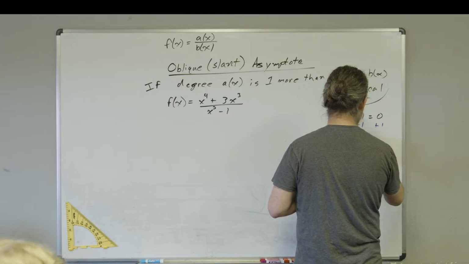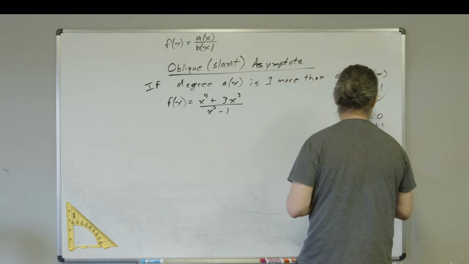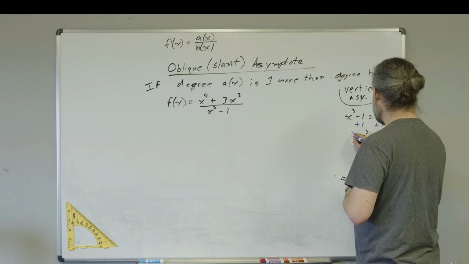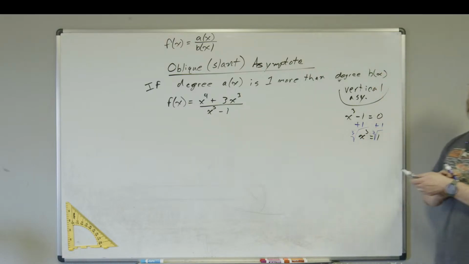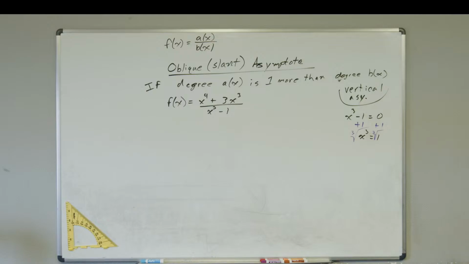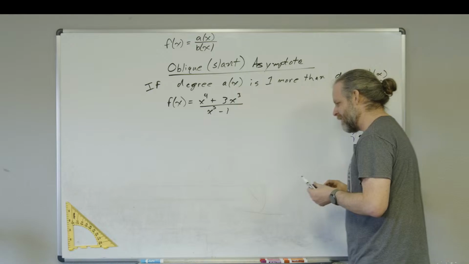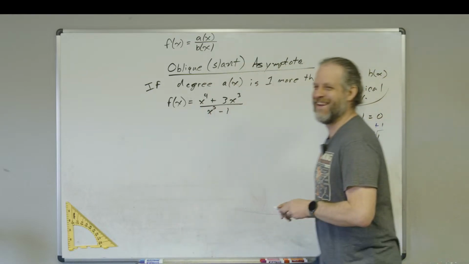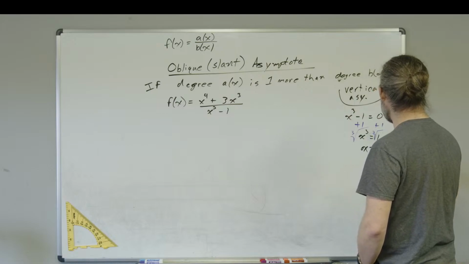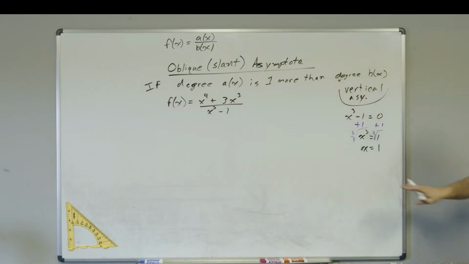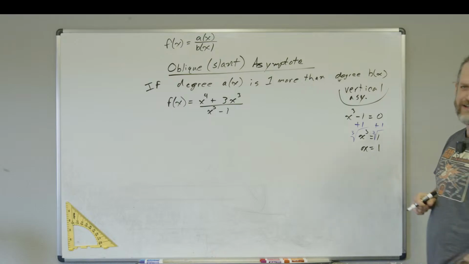Now, we have to ask ourselves a question at this very moment. When we take the cube root of both sides, do we end up with plus and minus? Yes or no? No. Why not? Because it's not even. Look at you remembering stuff. So x equals not plus or minus, but just straight up 1. So there's a vertical asymptote at x equals 1. Great, we did a thing.